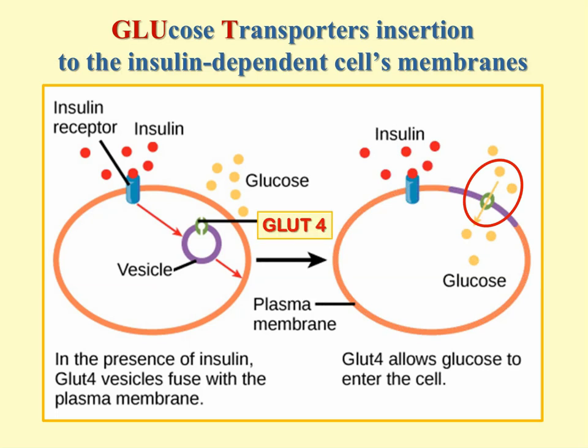So these are GLUT4 inserted into the membrane that allow entry of glucose to the insulin-dependent cells. Actually, that's why they're called insulin-dependent, because their glucose supply occurs only when insulin is present.